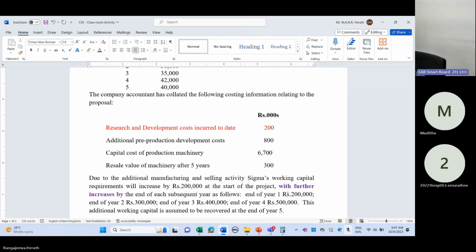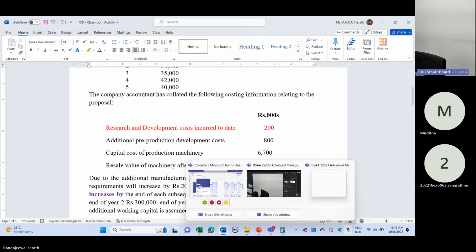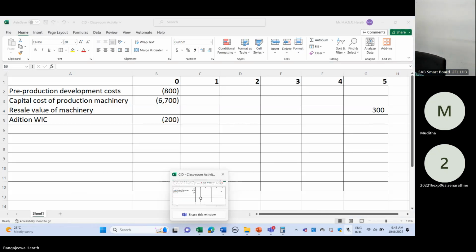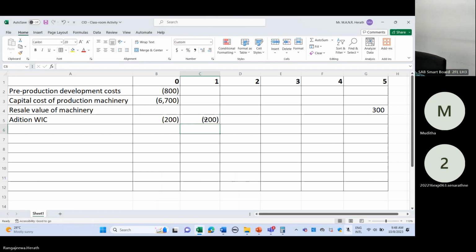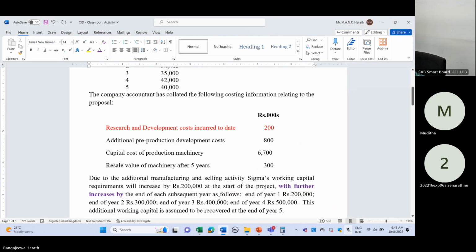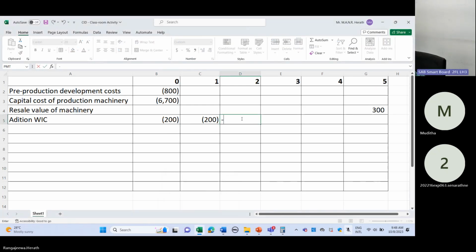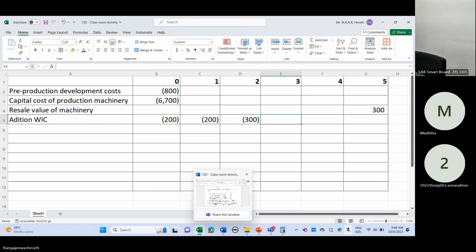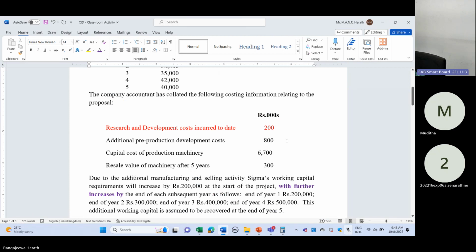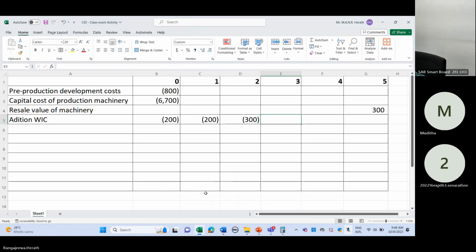At the end of year 1, another 200,000. Increase by 200. So year 1 200. Year 2 300. Another 300. Year 3 400. Year 4 500. So every year it is increased by this amount.